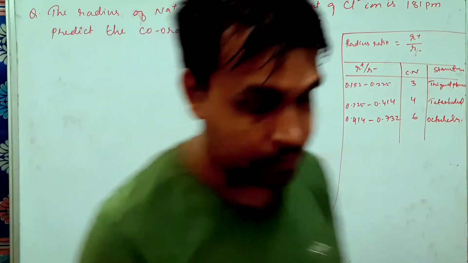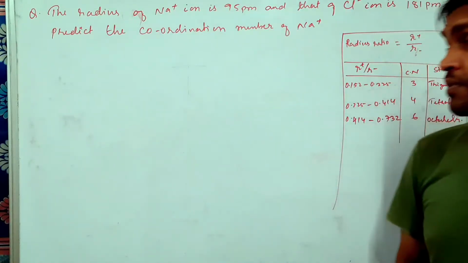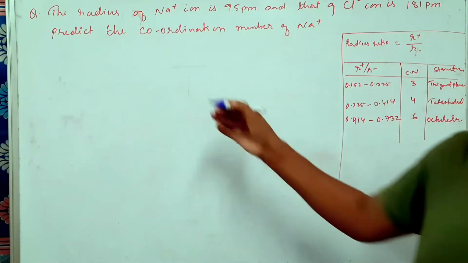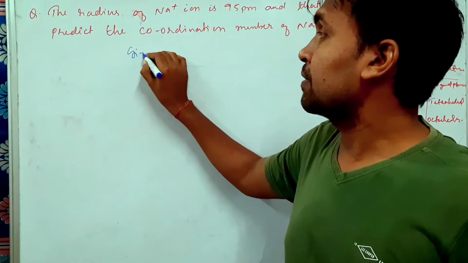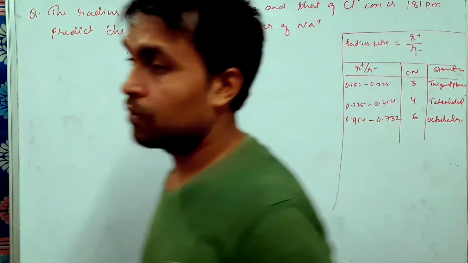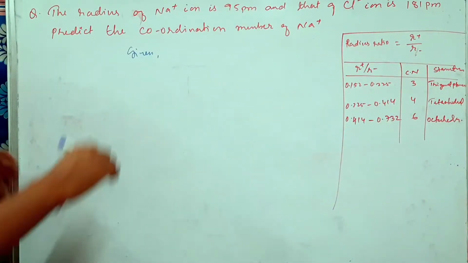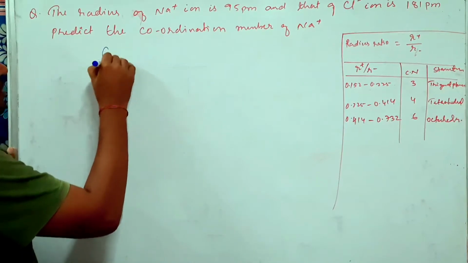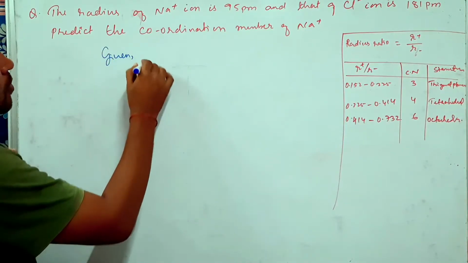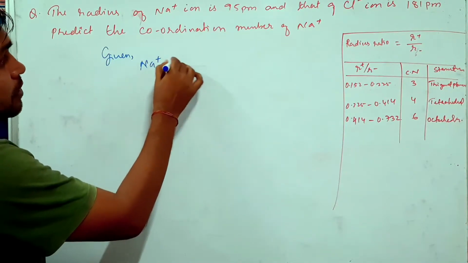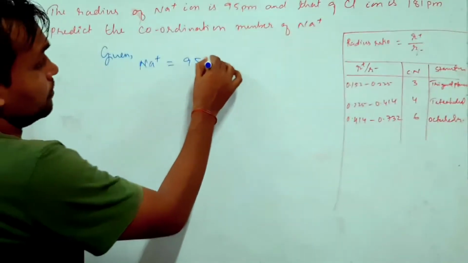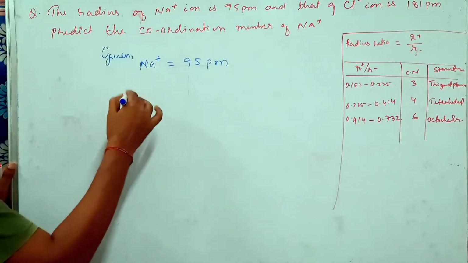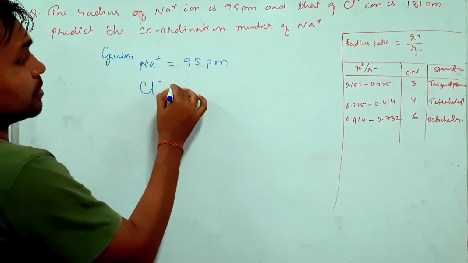Let us try to understand. This question is very simple. What are the things given here? We will write the given portions. Given here: Na positive is 95 picometers. Next, Cl negative is given as what?